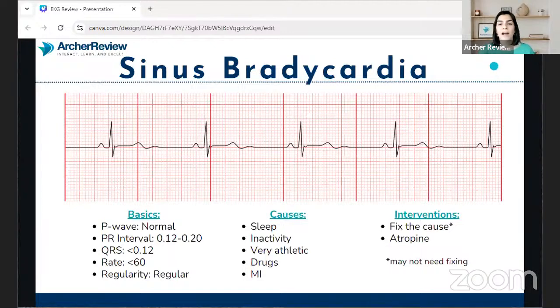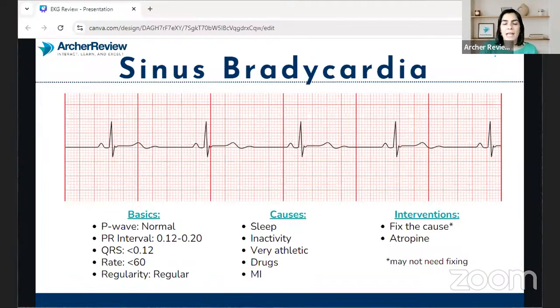Now with bradycardia, it can be normal in some patients, especially our athletic patients who are really in good shape. This could be normal for them, but you always do want to investigate sinus bradycardia. So asking really thorough history questions. Is this something that's normal for them? Is this new? Are they feeling symptomatic? Is going to be really important, because we want to make sure if there's an underlying cause that needs to be fixed, we do fix it.